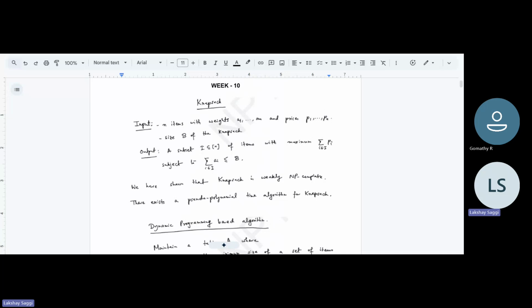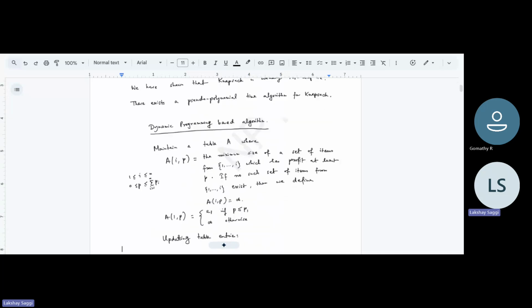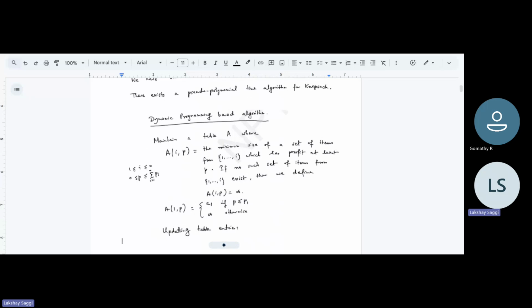However, there exists a pseudo-polynomial time algorithm for knapsack. We discussed last time what we mean by a pseudo-polynomial time algorithm. So let's just first discuss a pseudo-polynomial time algorithm for the knapsack problem. The algorithm will be essentially based on dynamic programming. This was discussed in the lectures also, but anyways, let's revise this because it's going to be useful for us.